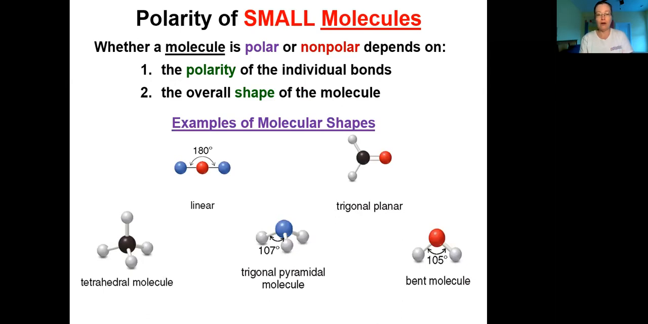There are several examples of molecular shapes of molecules. We are not going to get into that, and we're not going to have time at all this semester to get into it, unfortunately.